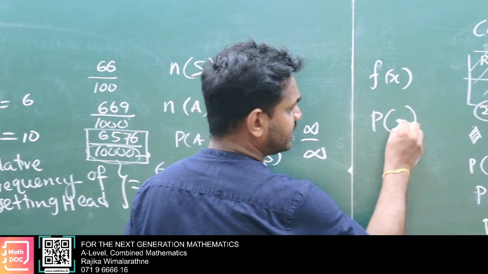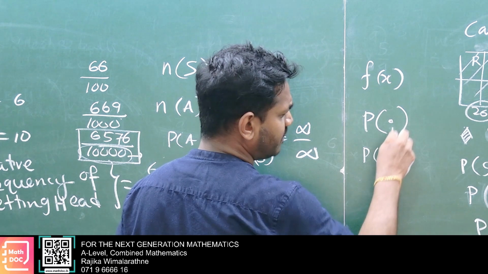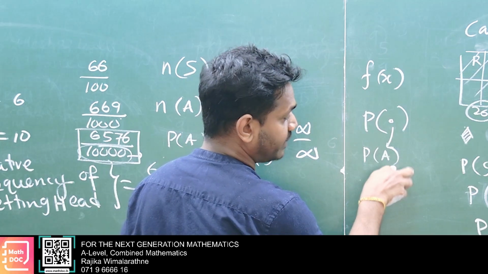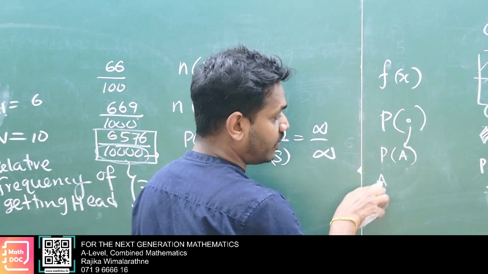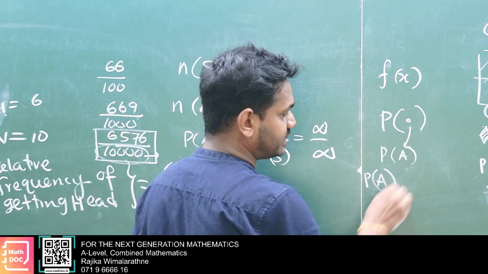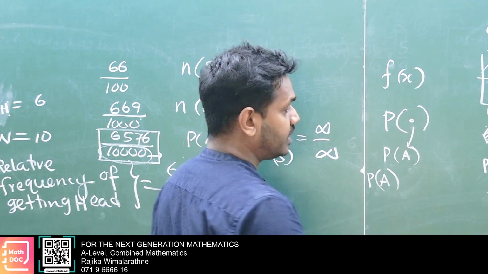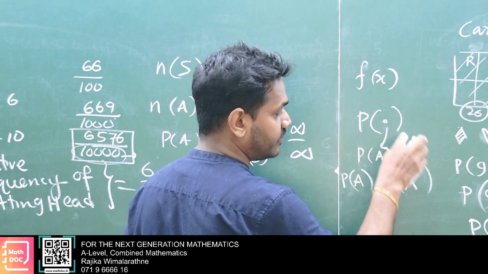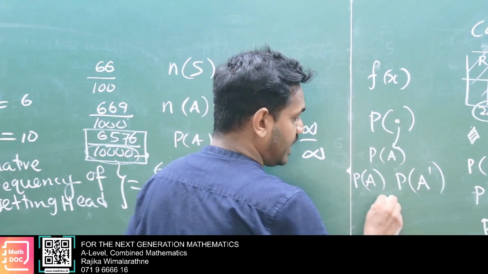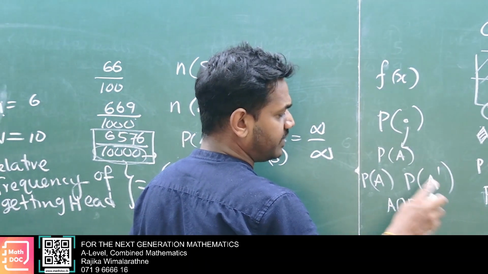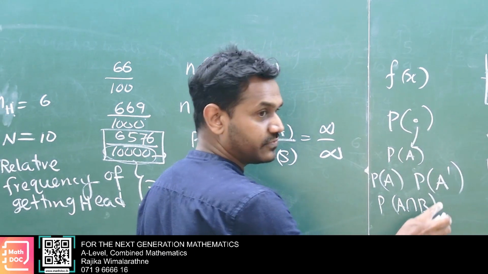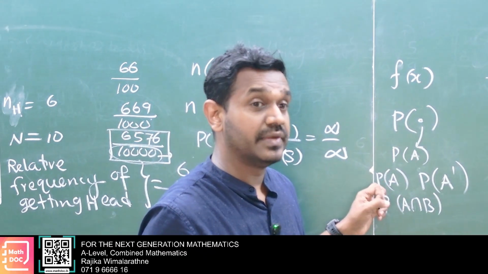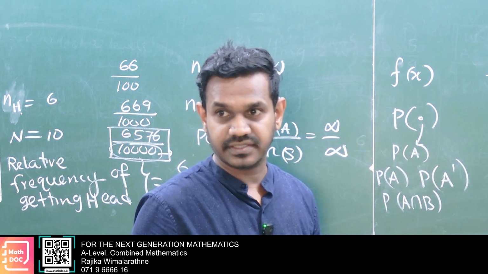When you replace this dot by A, P(A), we call it the probability of occurrence of A. Without P we say occurrence of A. Then when we put P, we say probability of occurrence of A. Then A dash is not occurrence of A. If you put P, we say probability of not occurrence of A. Then A intersection B, we say occurrence of A and B. When we put P, we say probability of occurrence of A and B. Here this function we call the probability function.